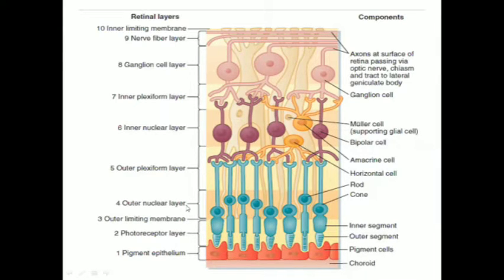This is the outer nuclear layer, which consists of the nuclei of rods and cones. Then the outer plexiform layer. Then this is the inner nuclear layer consisting of the bipolar cells and amacrine cells. Then the inner plexiform layer, all these fibers. Then the ganglion cell layer. Then we have the nerve fiber layer, and finally the inner limiting membrane.